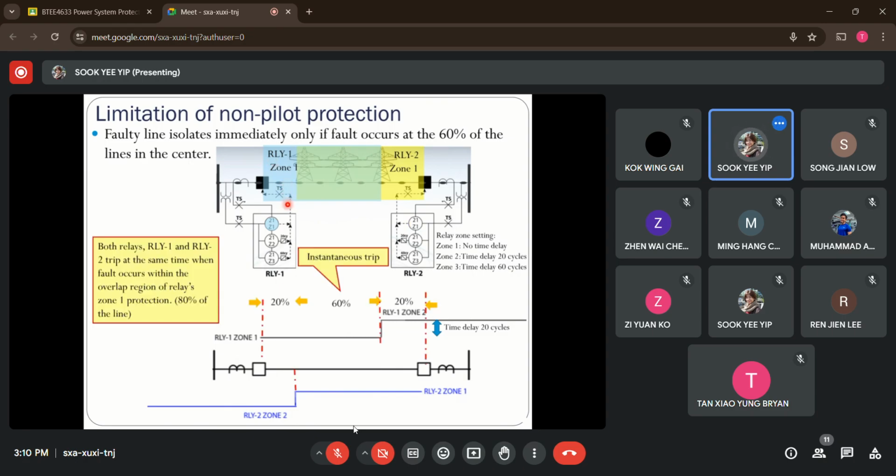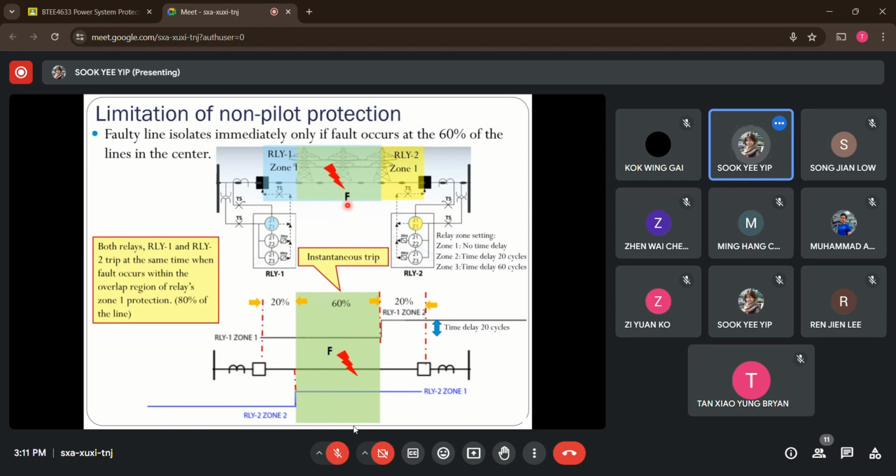So what happens if I have a fault occurring, let's say, at the center of the transmission line, which is the overlapping region of both of the relays? During this moment, whenever a fault occurs, both relays R1 and R2 here immediately pick up this fault. Why? Because if you draw a vertical line like this and look into the step characteristic curve for both relay 1 and relay 2, this fault occurs within the first zone setting for both relay 1 and relay 2.